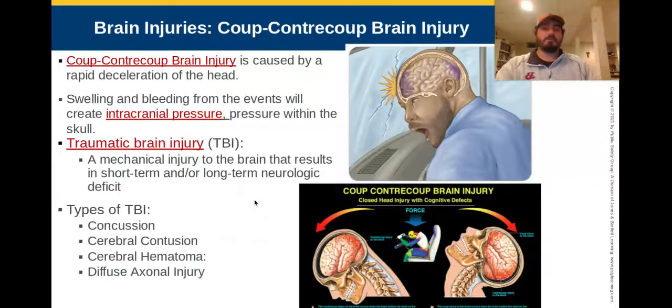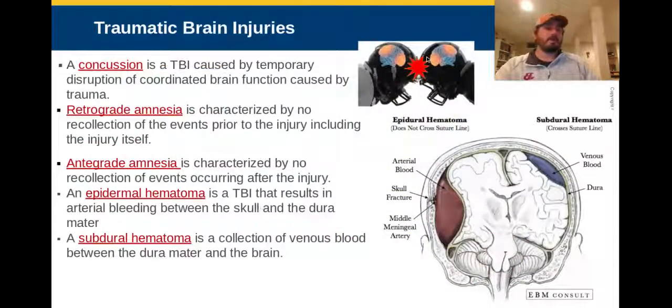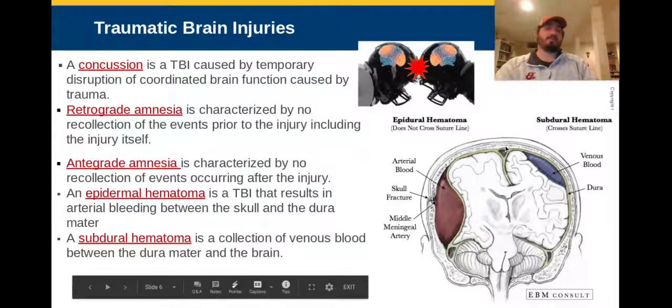All right, so let's get into a few of these here. And you've got to remember that coup contra coup. That's what really causes these, that brain moving back and forth and hitting the front and back or side to side of the skull a couple times.